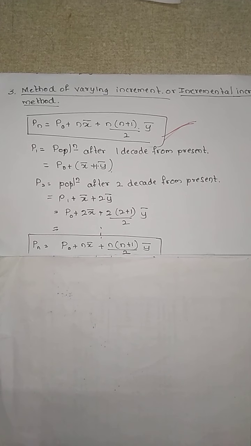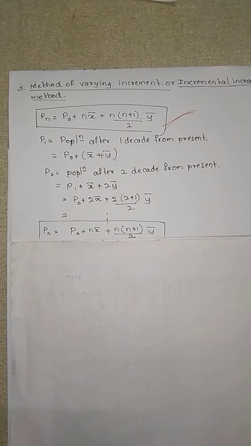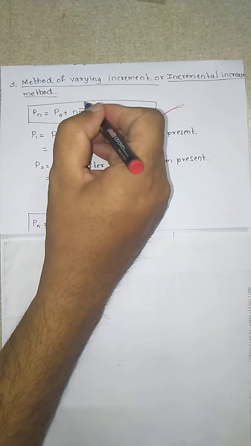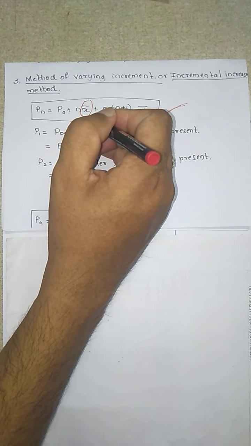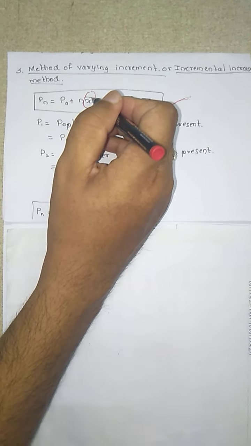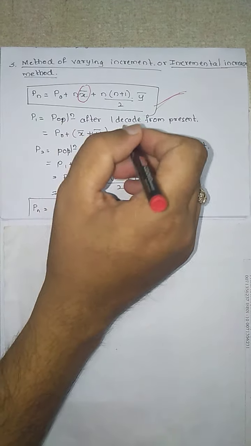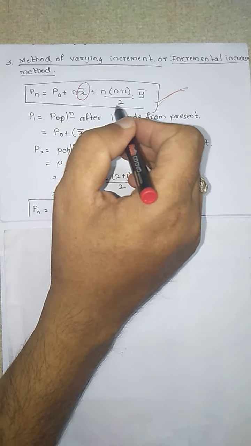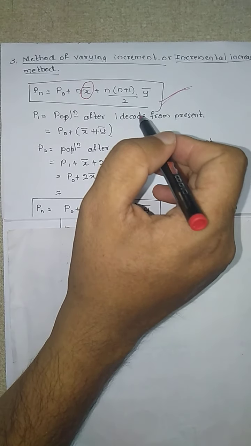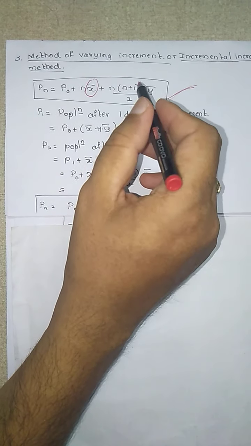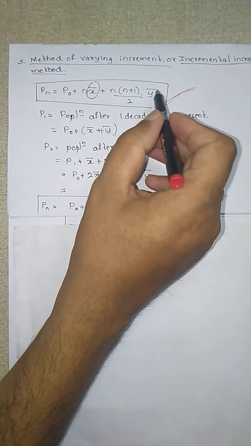X bar is the average increase of population of the known decades, which we have calculated in our arithmetic method. If you remember, we found out the increase in population, then we did a total of this, and then we found out the average of the increase in population. So this is nothing but x bar. Now what is y bar? The average of incremental increases of the known decades. That means we calculate the increase in population, then we see the difference between those increases, whether it is decreasing or increasing, and then again we take the average of it, and that will be the y bar.